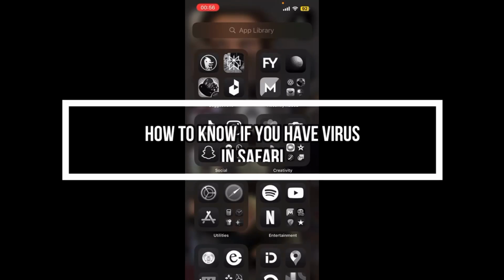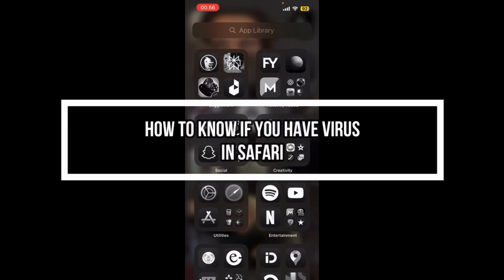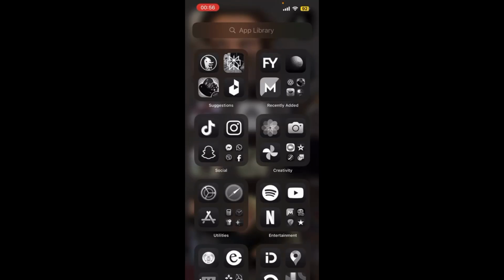I'm going to be showing you how to know if you have a virus on Safari. So in order to check for a virus on Safari, you need to look for certain signs. So I'm just going to tell you what they are. So the first sign you would notice is a slow or laggy system.